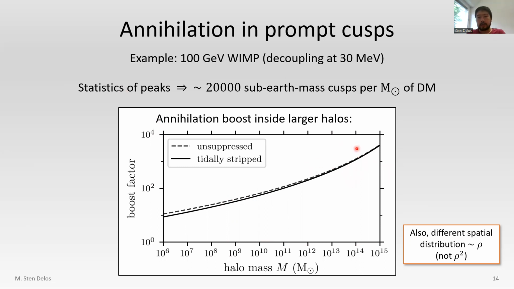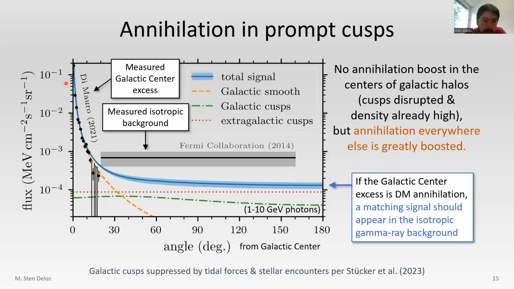So that's pretty large. Also, there's a change to the spatial distribution of annihilation in a halo, because the signal from unresolved prompt cusps scales as the number density of cusps, which would go something like the average dark matter density and not the density squared. So here is an example of what that means for the signal from our own galactic halo. This is a plot of flux from dark matter annihilation as a function of angle from the galactic center.